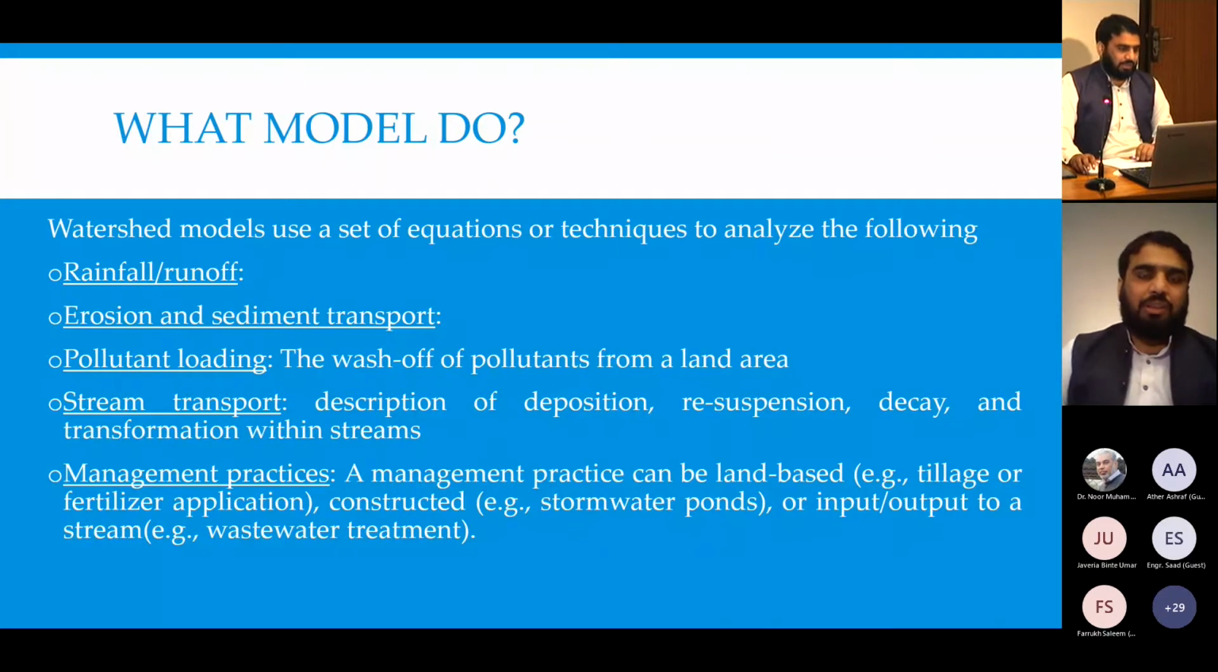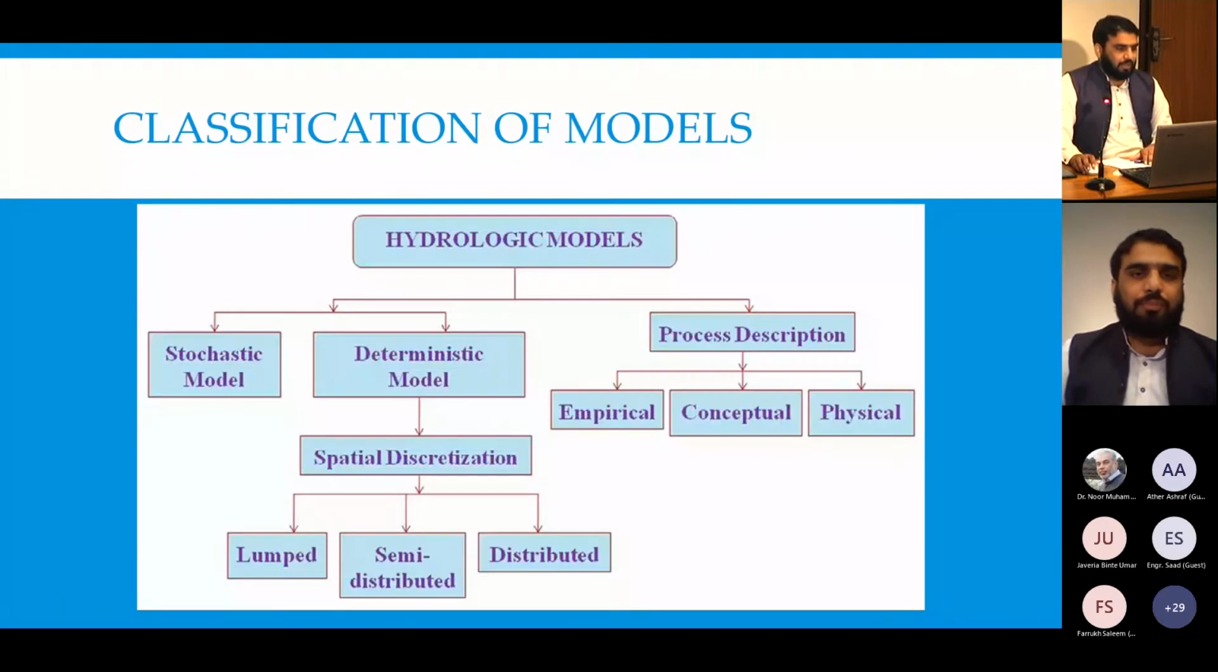Every model has its specification and its specialization. So before selection of the model, you have to focus on the objective of the study which you are going to perform. So based on different parameters, like time, space, and the process, hydrologic models are classified into the stochastic models, deterministic models, process-based models, and further the process-based model is classified into the empirical, conceptual, and physical.